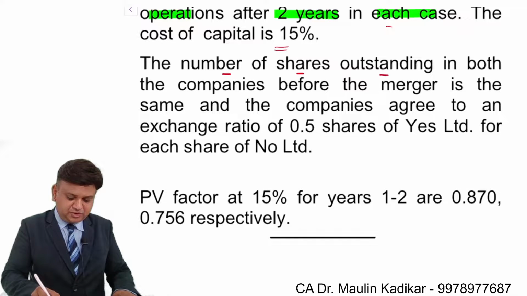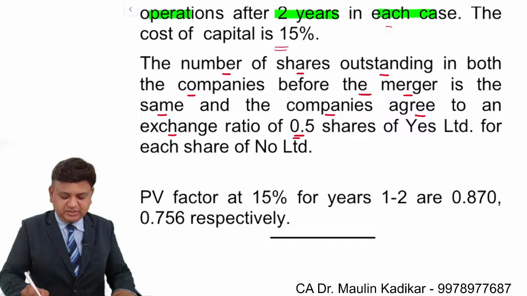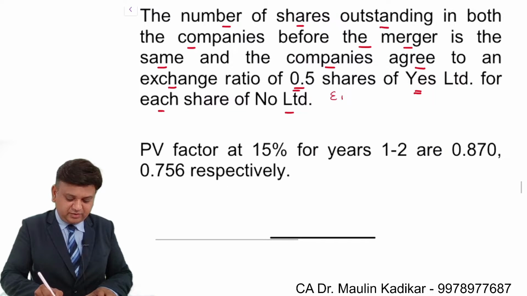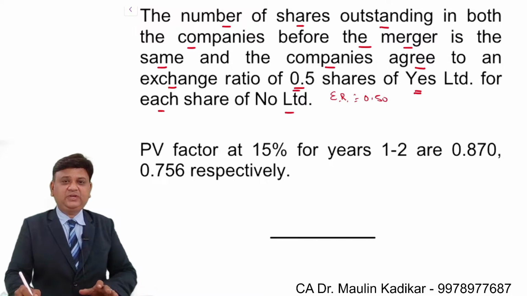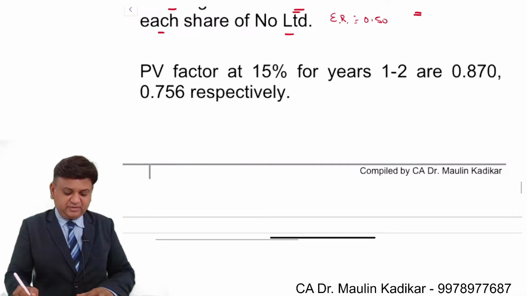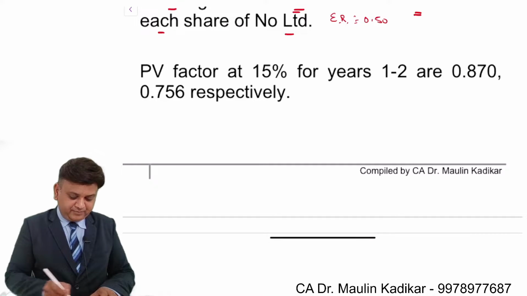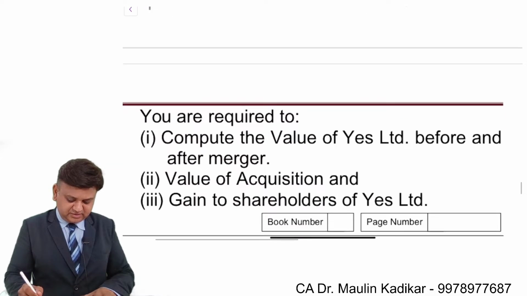The number of shares outstanding in both the companies before the merger is the same, and the companies agree to an exchange ratio of 0.5 share of Yes for each share of No Limited. So we have been provided with the exchange ratio information. It is 0.5, and both companies have the same number of shares. Present value factor at 15% for year 1 and 2 are 0.87 and 0.756.